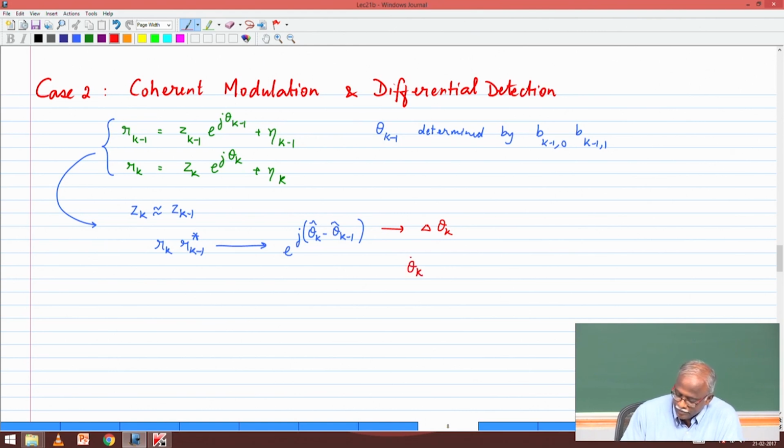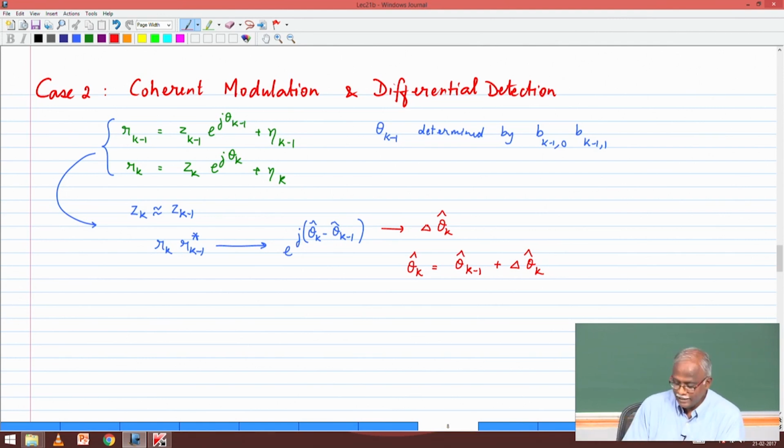I am interested in theta k. So the theta k estimate will be theta k minus 1 hat estimate plus delta theta k. In order for you to get the information that you actually transmitted, you would have to get theta k minus 1 and then add to it the differential phase that you obtained through the differential detection operation. Is that clear? Basically you have done differential detection. Differential detection will give you the phase difference between the two symbols you are using in the differential detection operation, that is delta theta k.